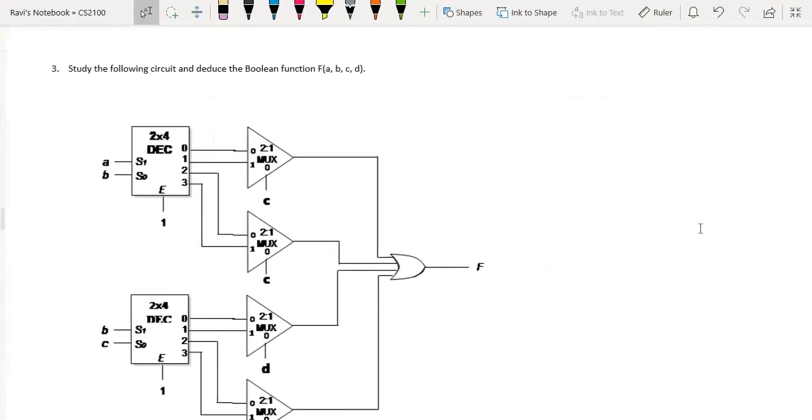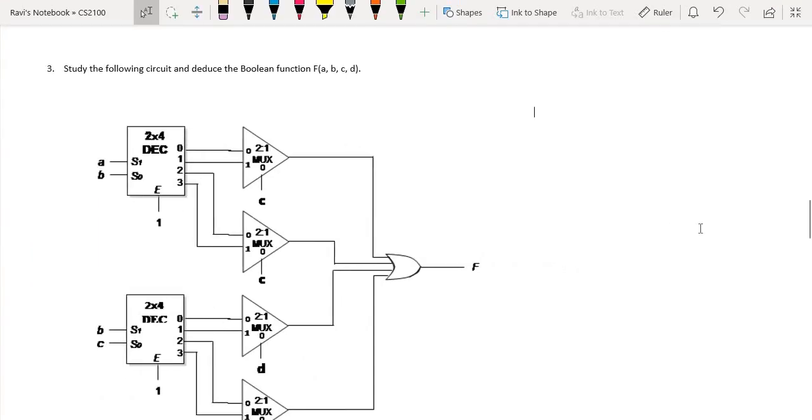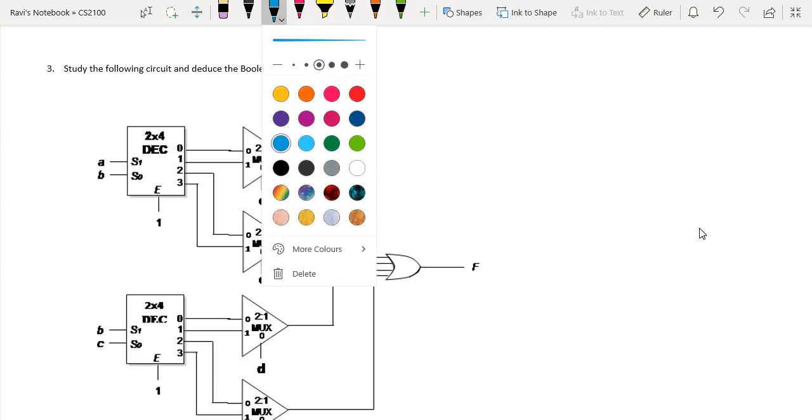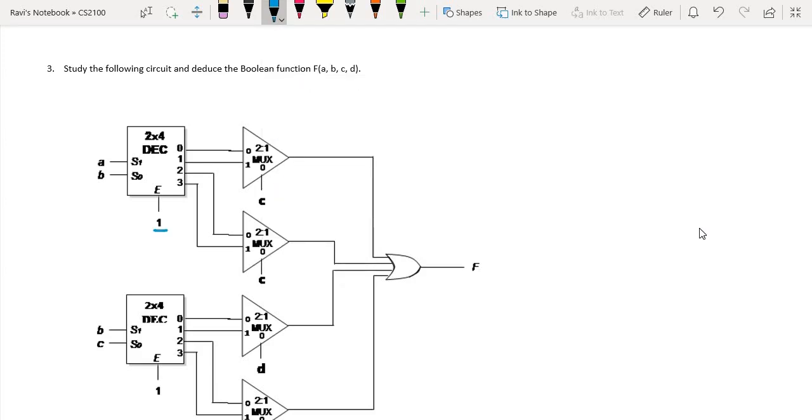Question 3. For this question, basically what we are doing is analyzing how the input variables are propagated through a first stage decoder followed by a multiplexer. So the first thing we can note is both the decoders here are enabled. That means they are functioning all the time. For a decoder, we know that the output is actually a minterm combination of its inputs. So the outputs here are basically 0, 0, 0, 1, 1, 0, and 1, 1, which translates to A bar B bar here, A bar B here, A B bar here, and A B over here. So that is the first stage.